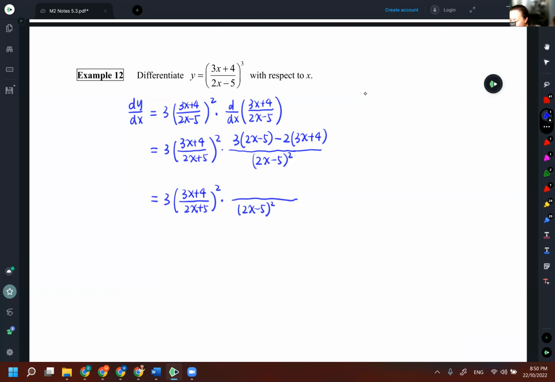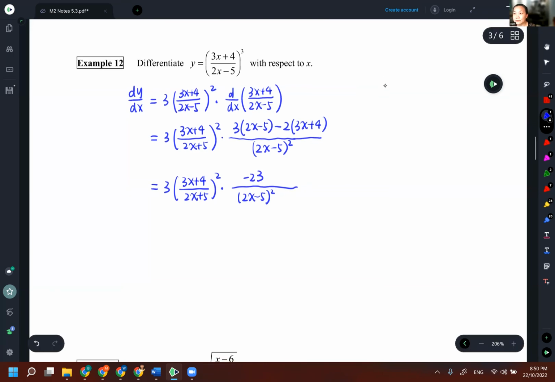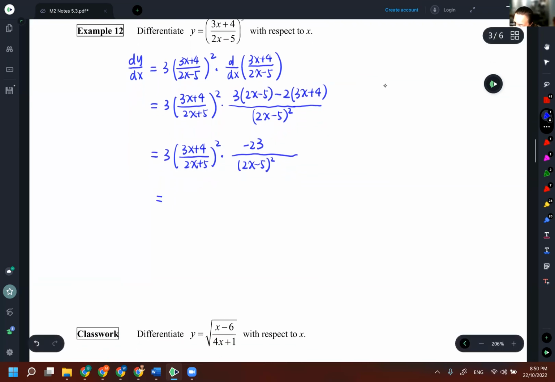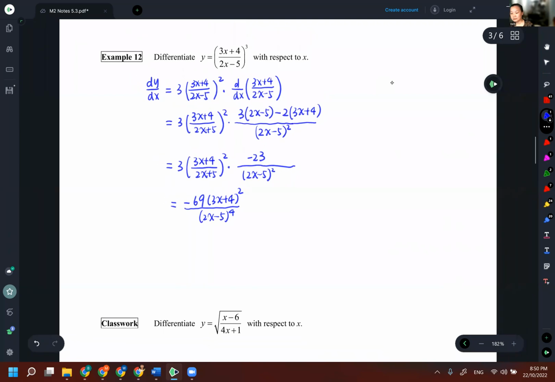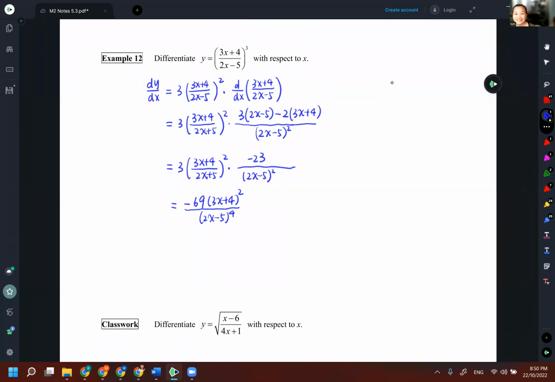This is 6x minus 6x, the negative 15 minus 8, negative 23. Okay. So together it's negative 69, 3x plus 4 squared divided by 2x minus 5 to the power 4. That's the answer. You try, and you raise your hand when you're done. Turn your cameras.